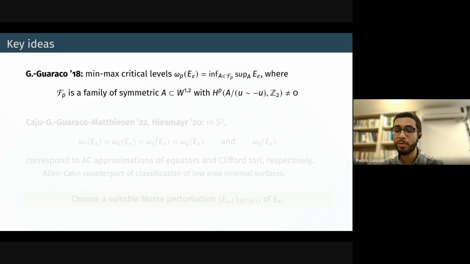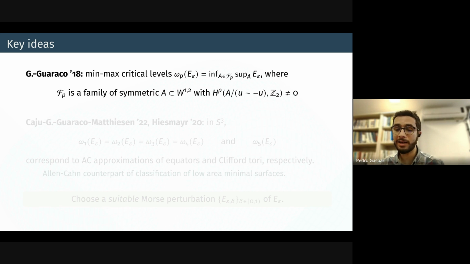I think maybe one of the main ingredients in that construction is that both Allen-Cahn approximations of equatorial spheres and Allen-Cahn approximations of tori have some sort of variational characterization. More concretely, these critical points for the energy can be obtained through a min-max procedure.